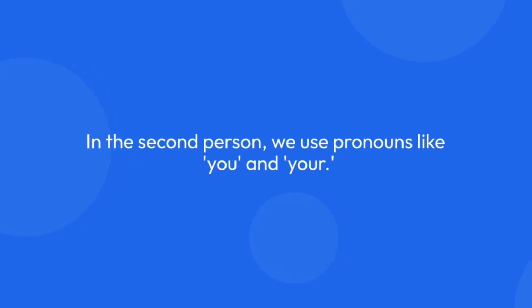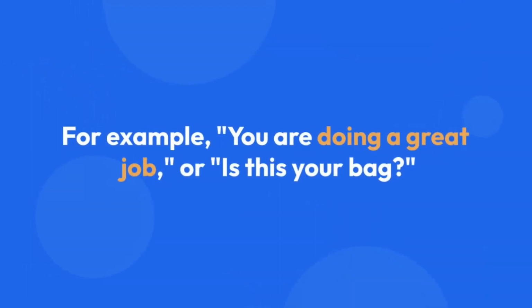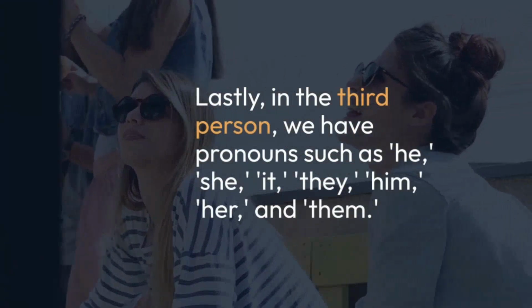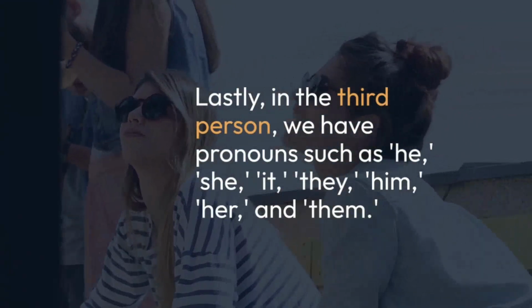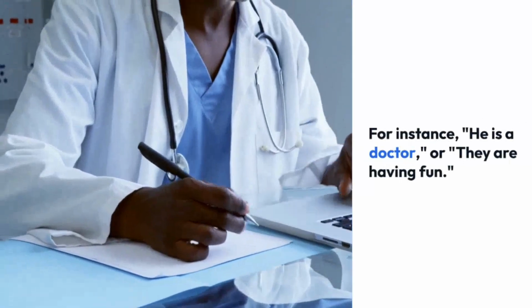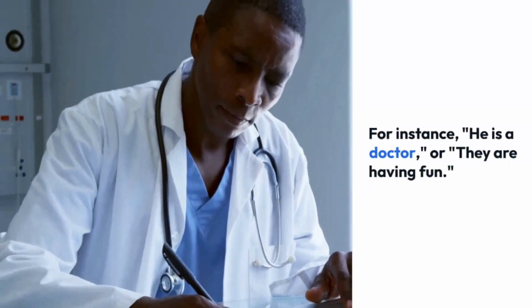In the second person we use pronouns like you and your. For example, you are doing a great job, or is this your bag? Lastly, in the third person we have pronouns such as he, she, it, they, him, her, and them. For instance, he is a doctor, or they are having fun.